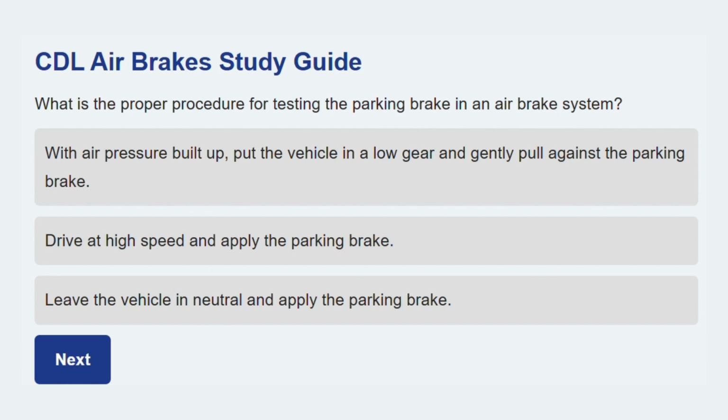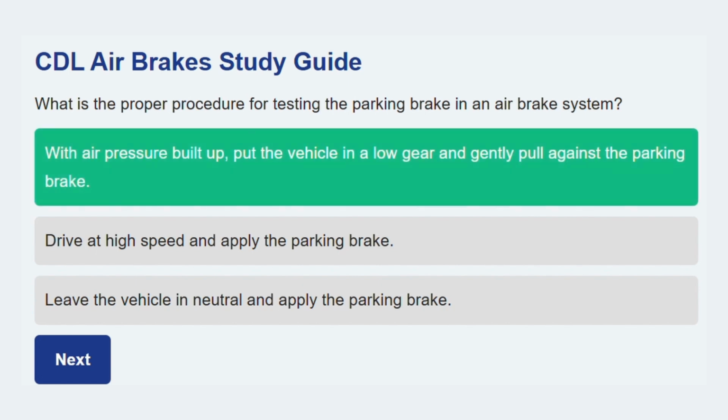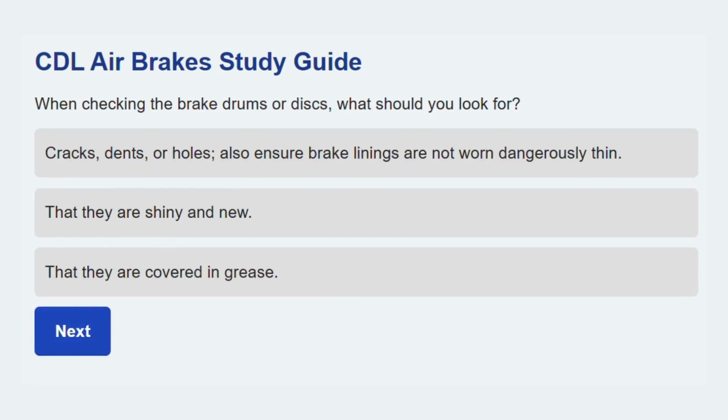All right, let's see. What is the proper procedure for testing the parking brake in an air brake system? With air pressure built up, put the vehicle in a low gear and gently pull against the parking brake. The vehicle should not move, confirming the parking brake is holding securely.